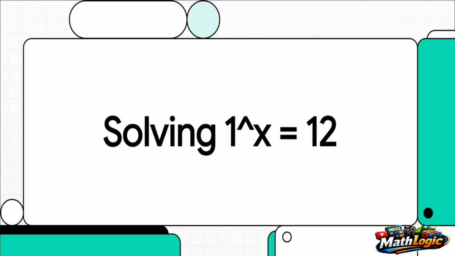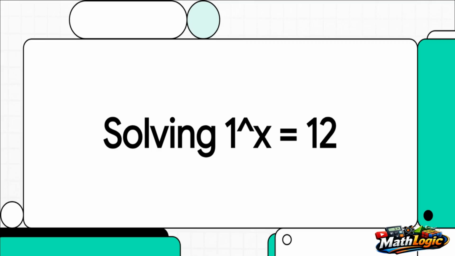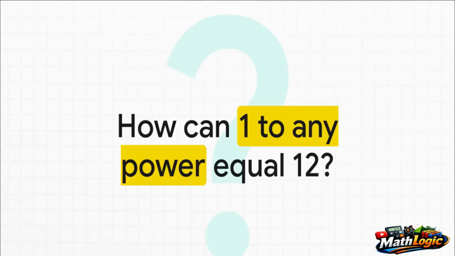All right, let's dive into a math problem that at first glance looks, well, impossible. We're going to try and solve for x in the equation 1 to the power of x equals 12. Yeah, you heard that right. So how in the world can 1 to the power of anything equal 12?